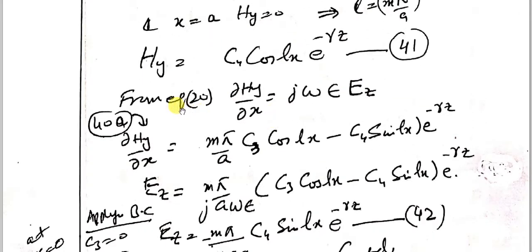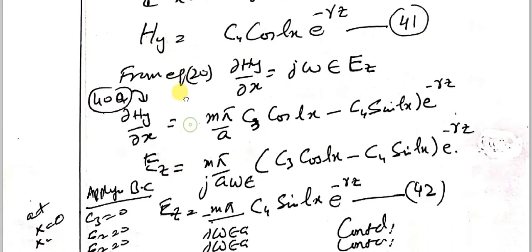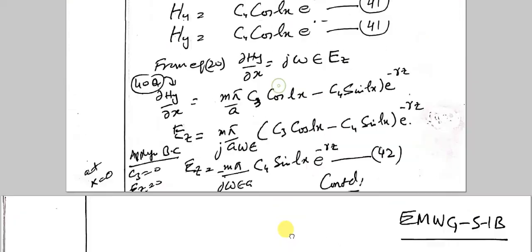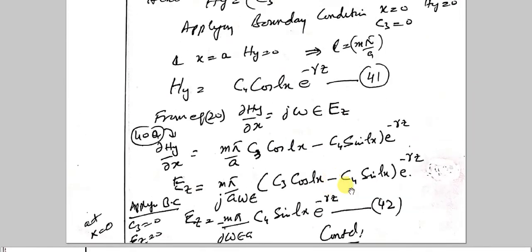Now from equation 20, which is given by delta Hy by delta x equal to j omega epsilon Ez, we can get the value of Ez. Here is the equation 20.